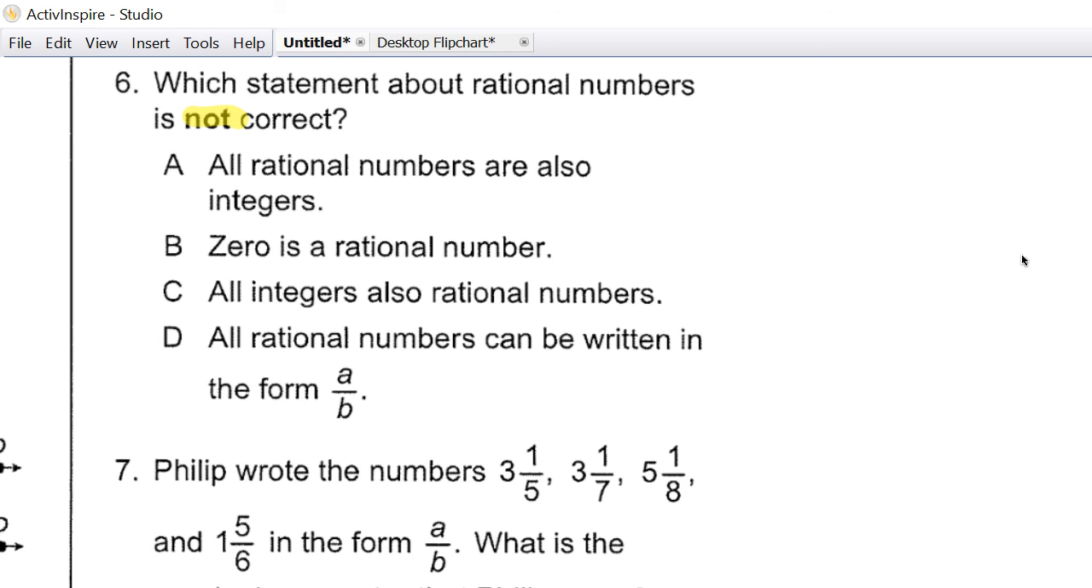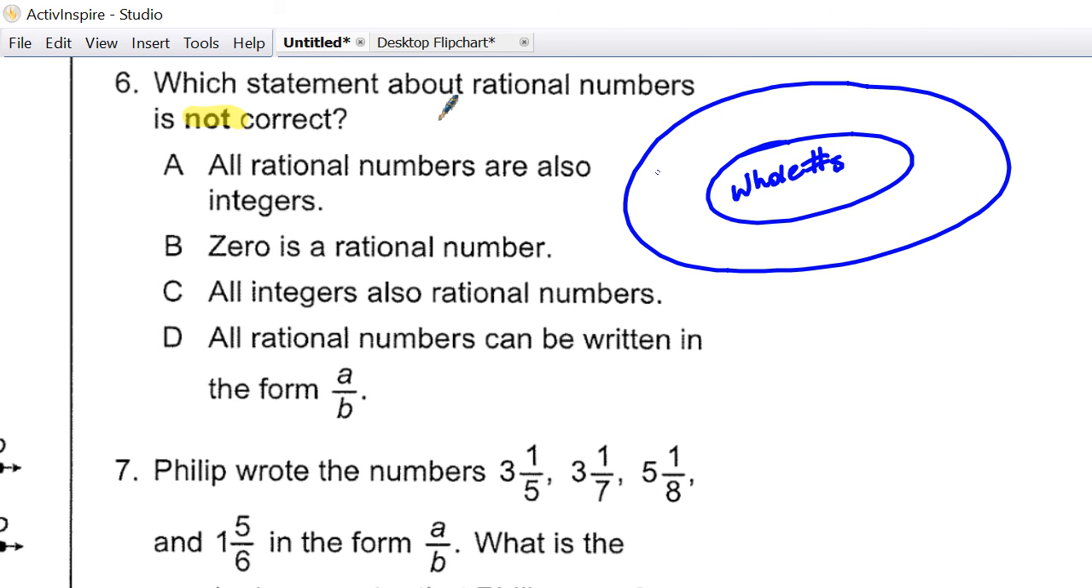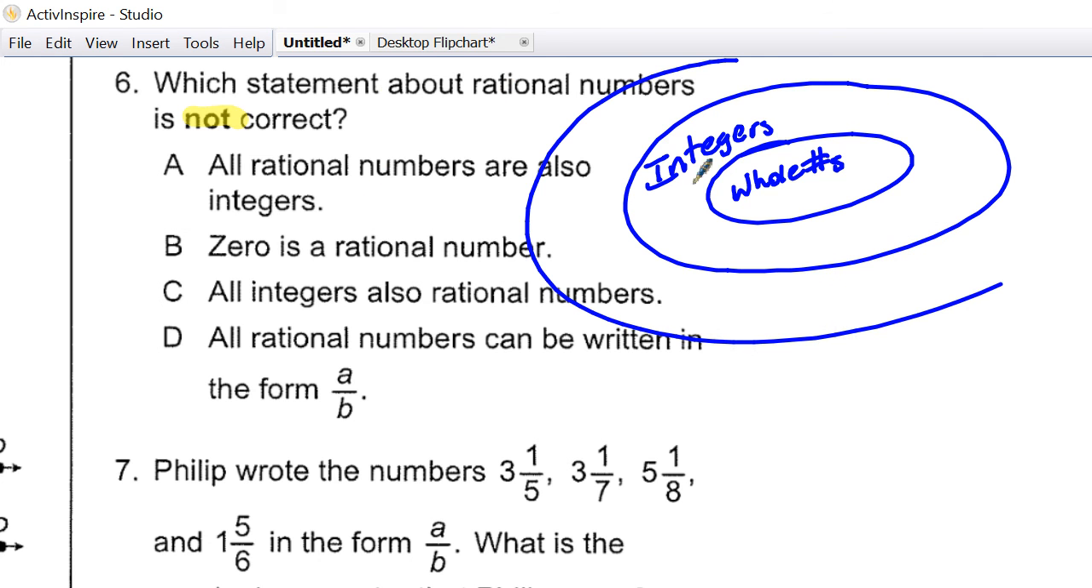If you remember back to the Venn diagram that we had, the center circle was whole numbers, and the middle circle was integers, and the last circle was rational numbers. And this statement right here says all rational numbers are also integers. Well, I can think of a rational number like 4/7. That is not an integer. So I don't think A is true, so I'm going to write an F there for false. But I will go through the rest of these.